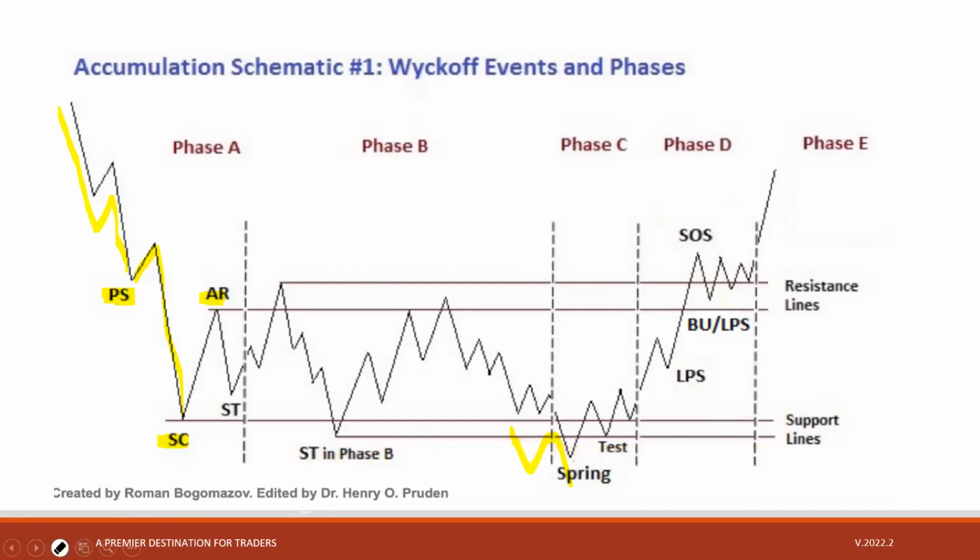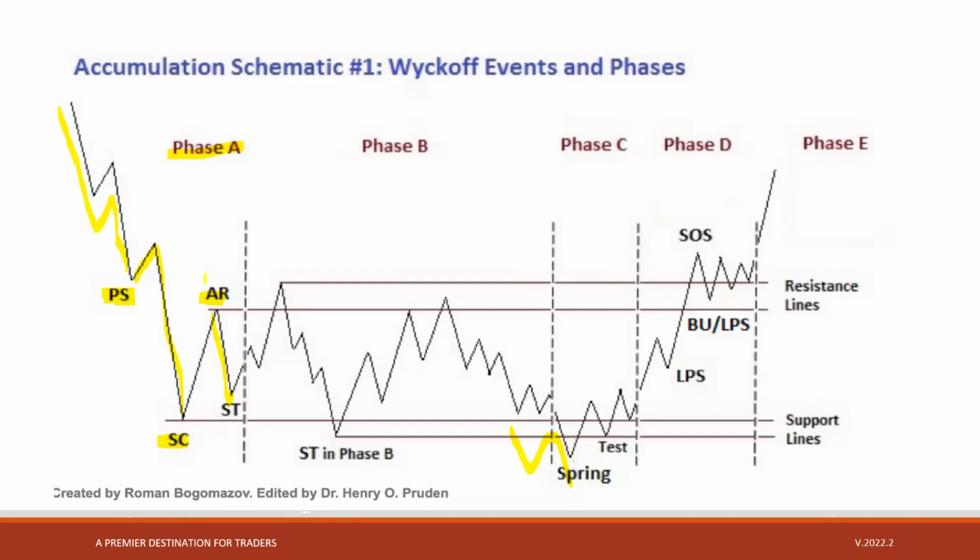So basically, when the market forms, from the PS, which is preliminary support, it makes an SC, then an AR, that's automatic. Then we have the secondary test. This ST, which stands for secondary test, is basically going to be the end of phase A. So you can see there are several phases here. Don't worry, when we go to the charts, this will make sense.